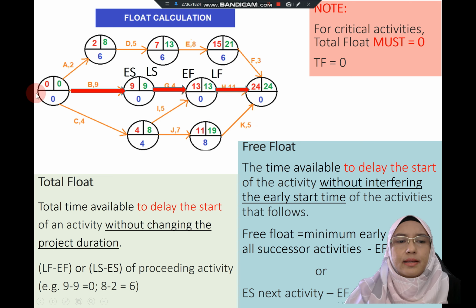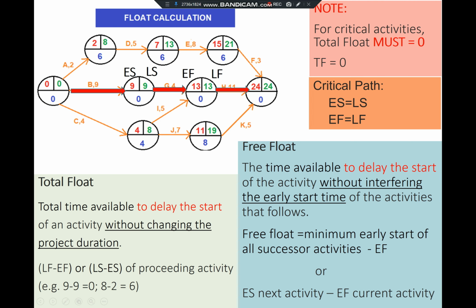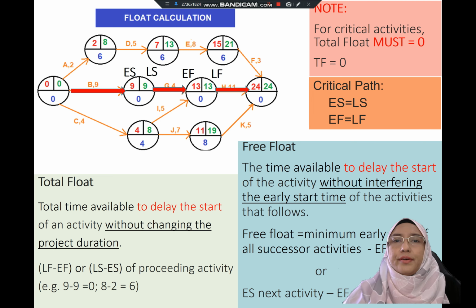If you look at this diagram, the red arrow represents the critical path. As you can see, the critical path is where the total float is 0. The total float must be 0, friends. And for your reference, the critical path is where early start and late start have the same number, as well as early finish and late finish. As you can see here, all the early start, early finish, late start, late finish have the same number.